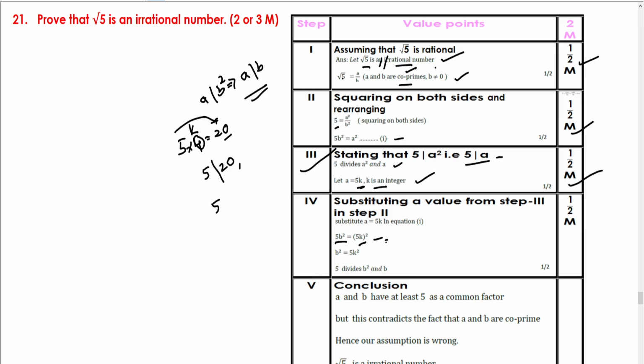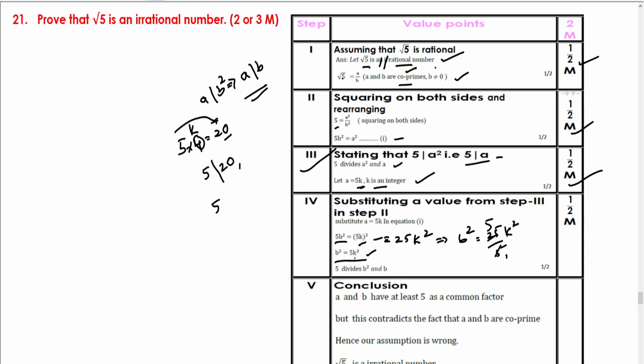5K whole square will be 5 square is 25, K square. Are you getting me? And take this 5 to the right, you will get b square is equal to 25 K square upon 5. Because you are taking this 5 to the right, it will come to the denominator. 5 ones are 5, 5 fives are 25. What you are getting? b square is equal to 5K square.